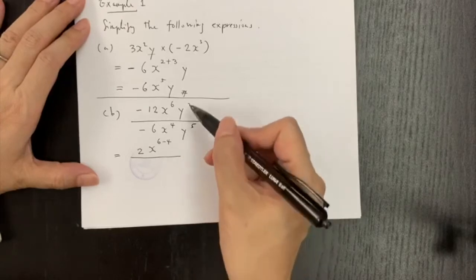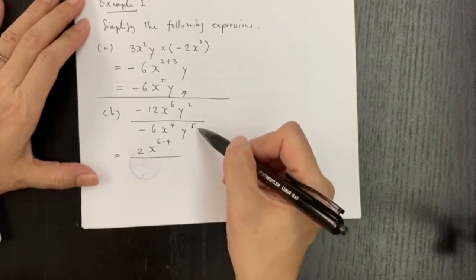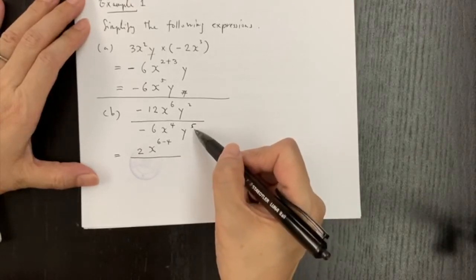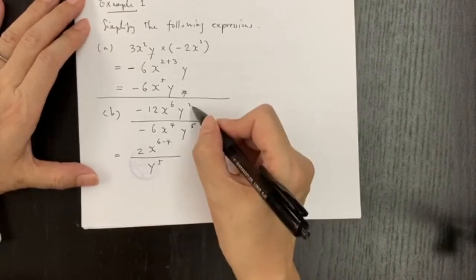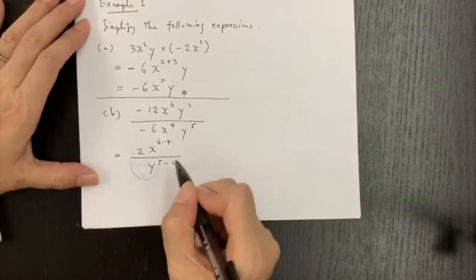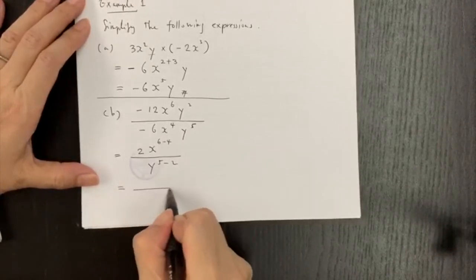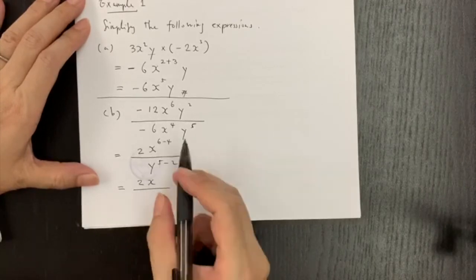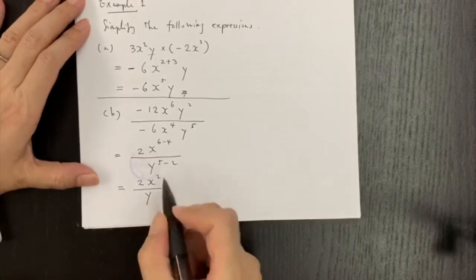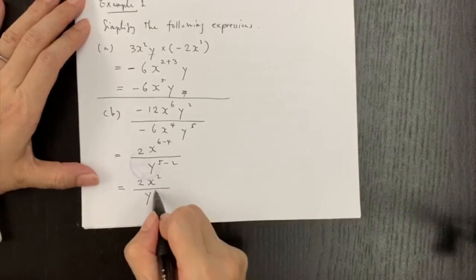And then for y, look at the index. So which one is bigger? So here at the bottom, 5 is bigger, so therefore I have this y, okay, 5. And then I move this 2 down, so minus 2. So therefore the final answer will be here, 2x, 6 minus 4, which is 2. And then I have y, 5 minus 2, which is 3.